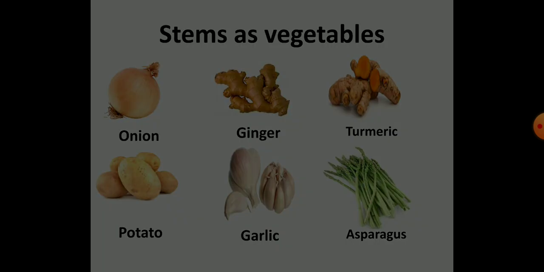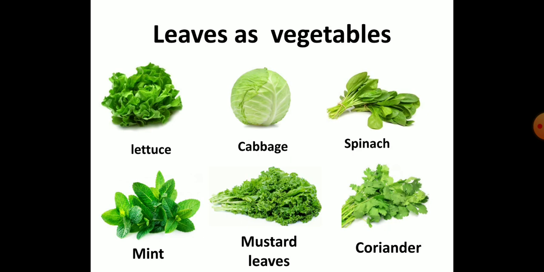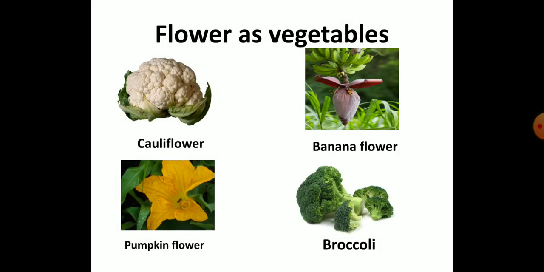Leaves as vegetable: in lettuce, the reserve food in leaves is part of our diet. Cabbage, spinach, mint, mustard leaves, coriander are different examples where the leaves store food. Flowers as vegetable. There are even cases where the flowers of the plant become a part of our food. In cauliflower and broccoli, etc., the flowers are the edible parts. In some parts of India, the flowers of banana plant are cooked and eaten.